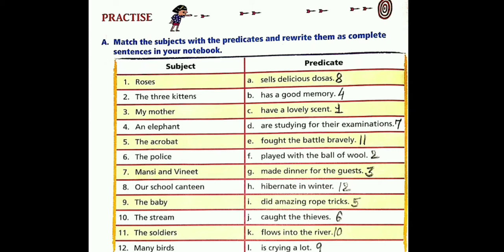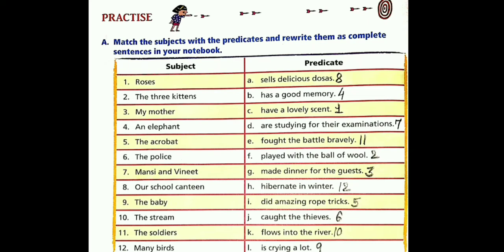Now the fourth one, an elephant. So the correct answer is B. Has a good memory. So the complete sentence is an elephant has a good memory. Now the next one, the acrobat. So the correct answer is I. Did amazing rope tricks. So the complete sentence is the acrobat did amazing rope tricks.